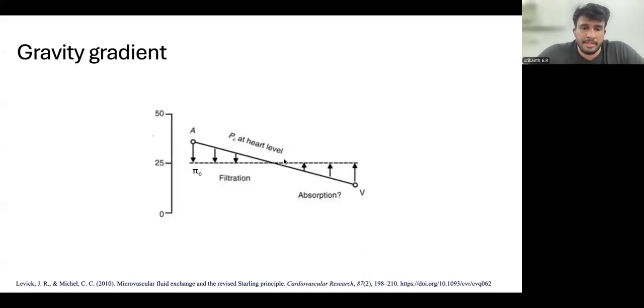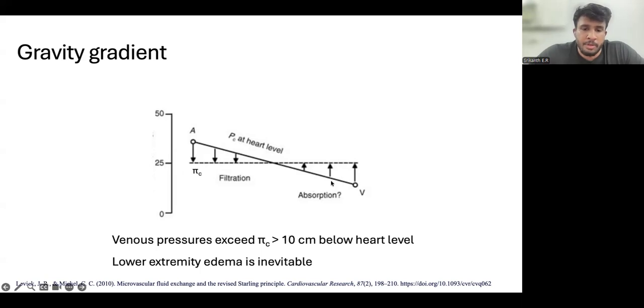The second thing is the gravity gradient. I told you the main opposing force for filtration is the oncotic pressure, which is about 25 millimeters of mercury. At the arterial end, you have pressures greater than oncotic pressure. At the venous end, you have pressures lesser. But as you come down below the level of the heart, you obviously have an increase in the arterial and venous pressures of the capillary. So more than 10 centimeters below the heart level, venous pressures will exceed 25 millimeters of mercury, and lower extremity edema will be inevitable because lymphatic channels can only bring in a limited amount of fluid. So eventually, lower limb edema would have been inevitable if you were following the classic Starling principle.